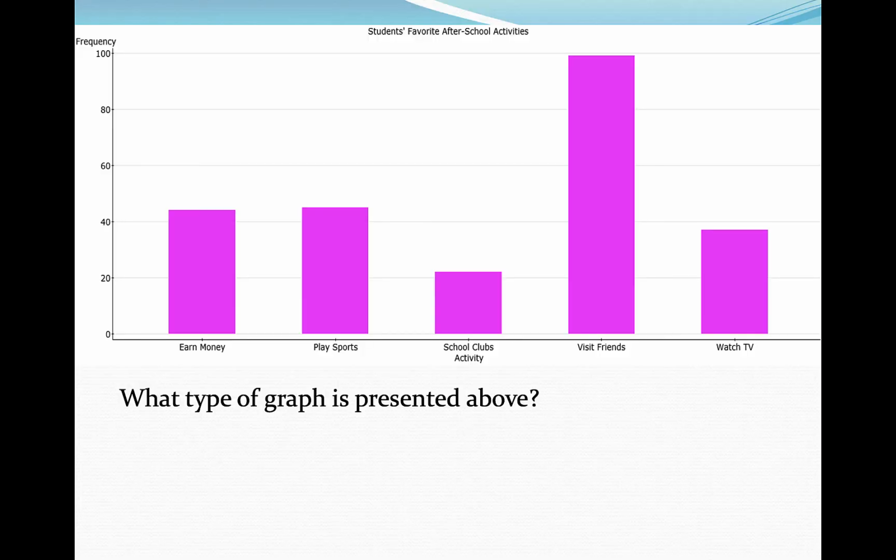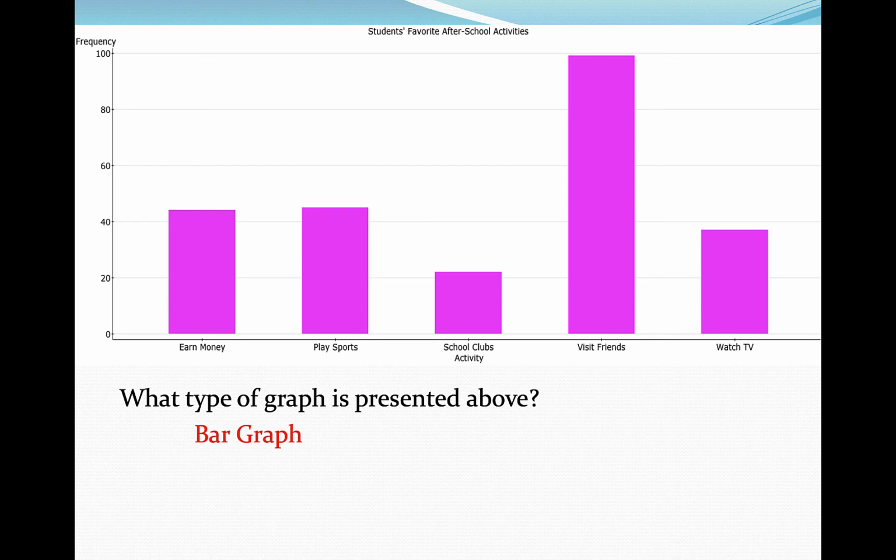So this is our first graph. This is a graph that's based on the variable, students' favorite after-school activity, and you can see from the x-axis of the graph that the different categories are things like earn money, play sports, school clubs, visit friends, watch TV. Of course, this type of graph is a basic bar graph, so these are very, very common.